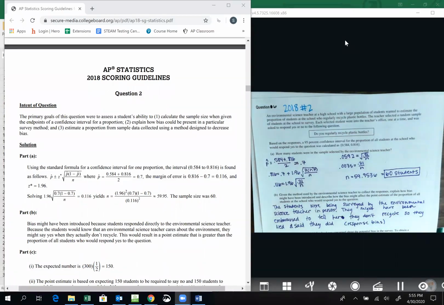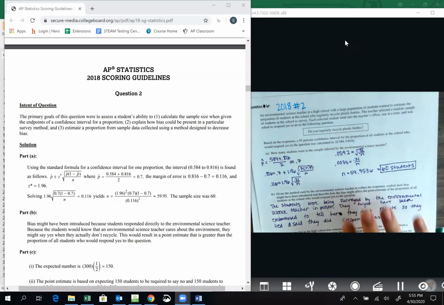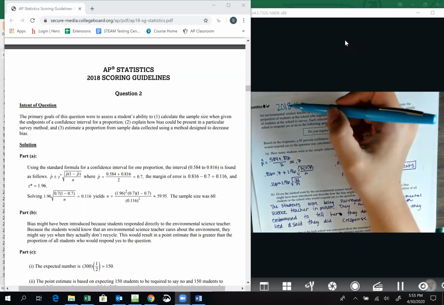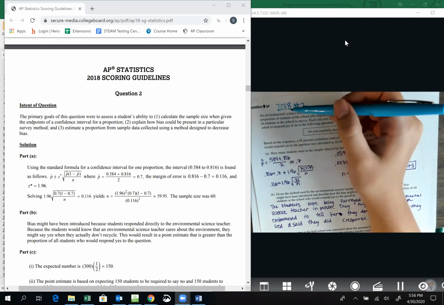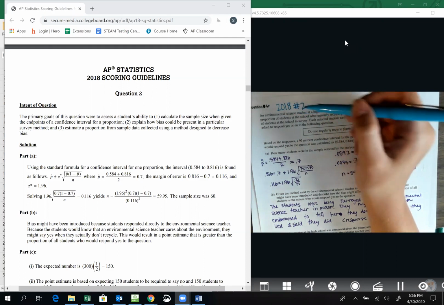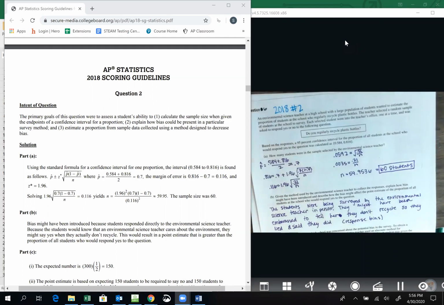All right, question 6 in your FRQ packet. This came from the 2018 exam. So Google AP Statistics 2018, go to question 2. Question 1 was a regression question, but we already did that one. So if you want to review it, you can, but we're not going to do it again since we've already done it. Hopefully, I didn't make any dumb mistakes on this question.